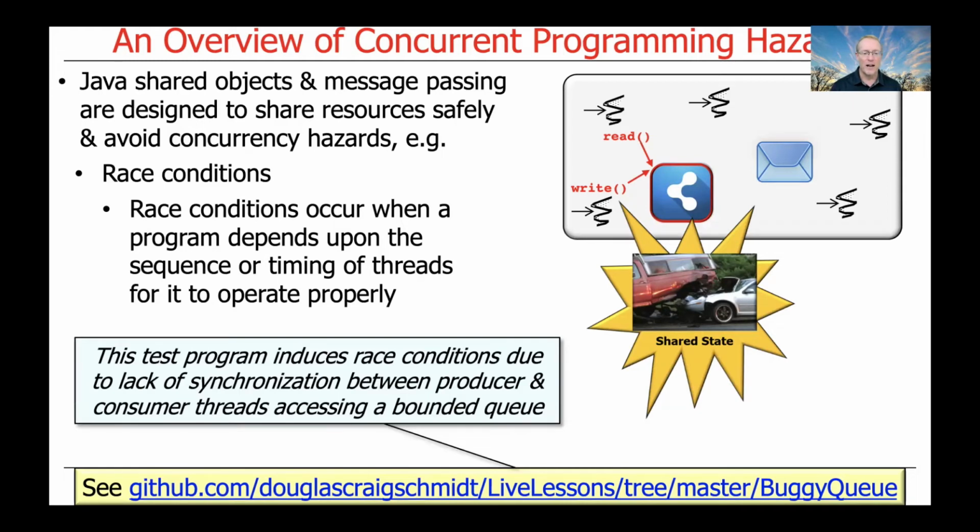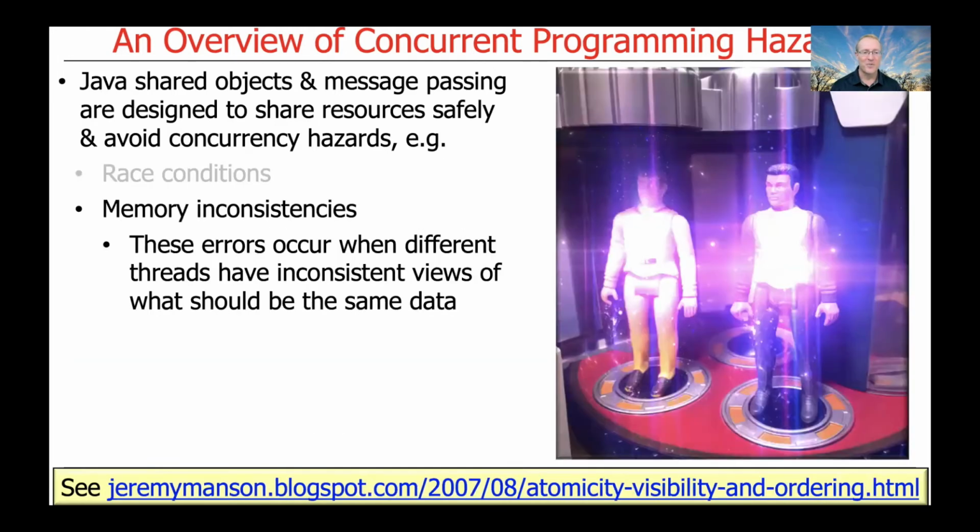This is a test program that intentionally incurs race conditions because it doesn't have any synchronization between producer and consumer threads that are accessing a bounded queue. And of course, chaos and insanity will break out if you don't properly synchronize things. So this is just here to show you what not to do.